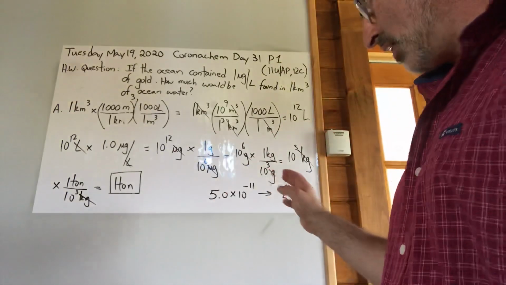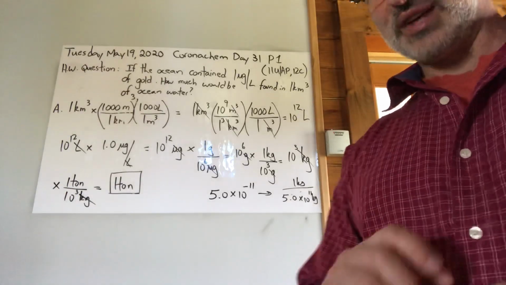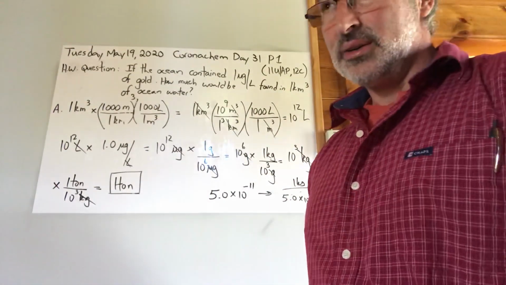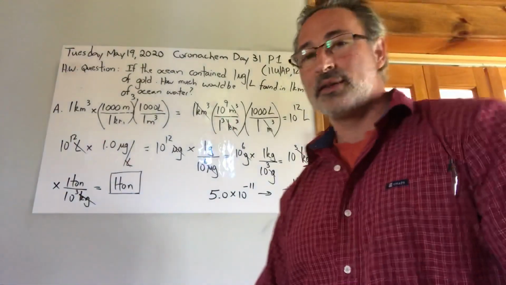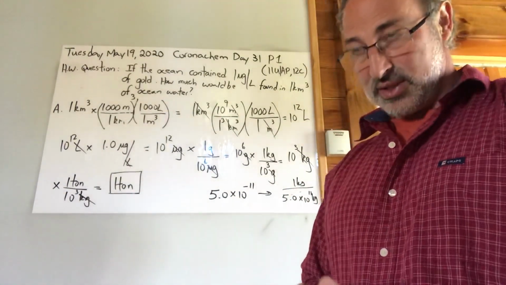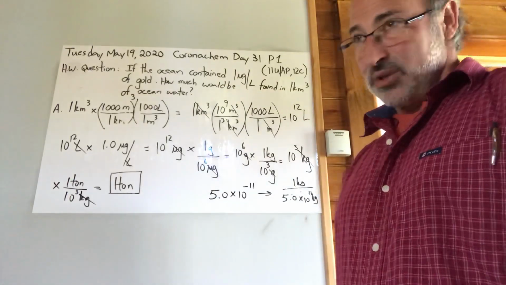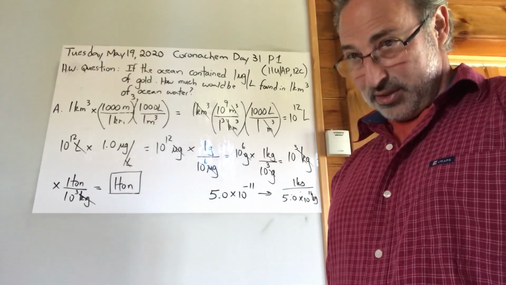So the actual content is 500 times less than I said. It's 1/500th of a microgram, or half a nanogram. Oh wait, it's 5 nanograms per liter. Yeah, the seawater content of gold is 5 nanograms per liter. So in 1 kilometer cubed of seawater, you would get 2 kilograms of gold.